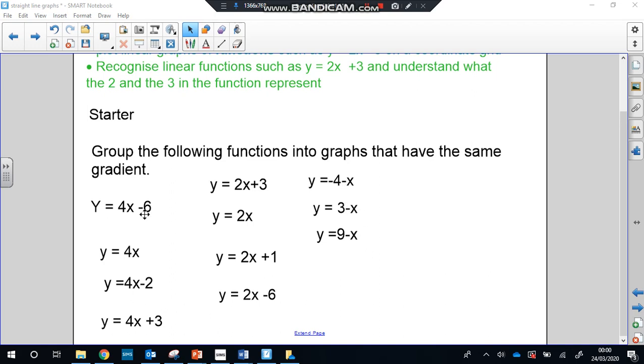Okay, so these have all got the same gradient, which means they're all parallel. These have all got the same gradient, so that means they're going to be parallel, and these have all got the same gradient, so they are going to be parallel too.